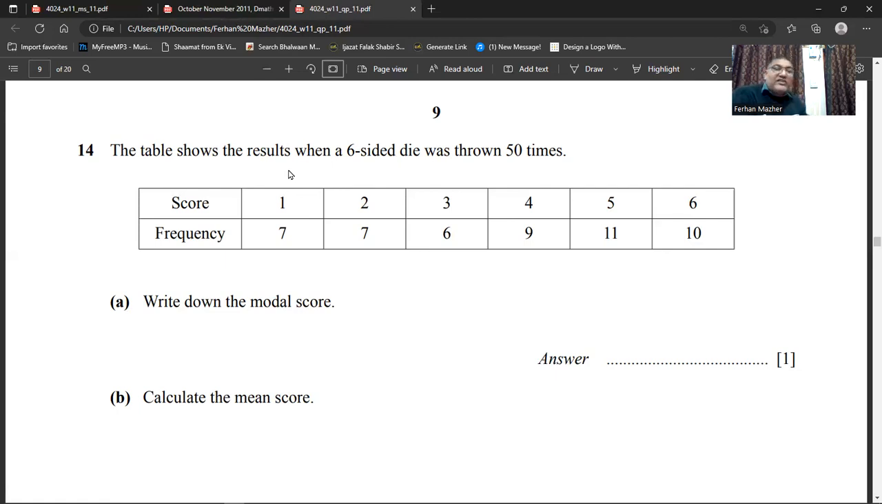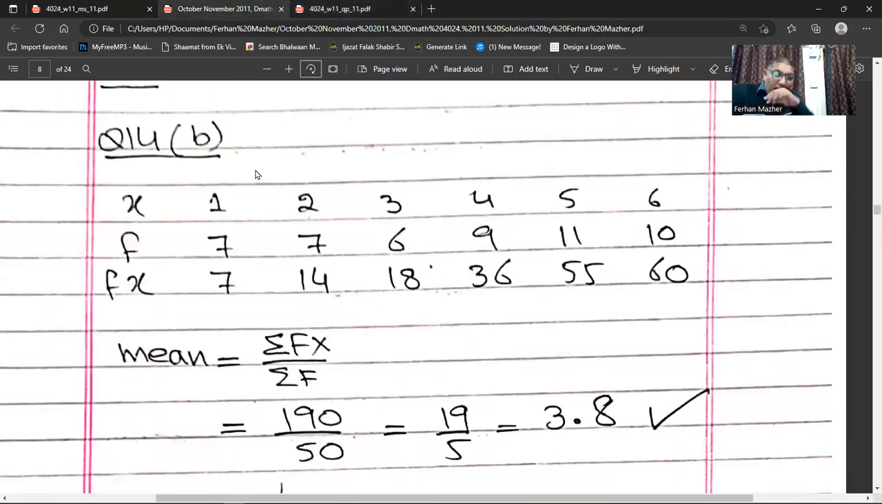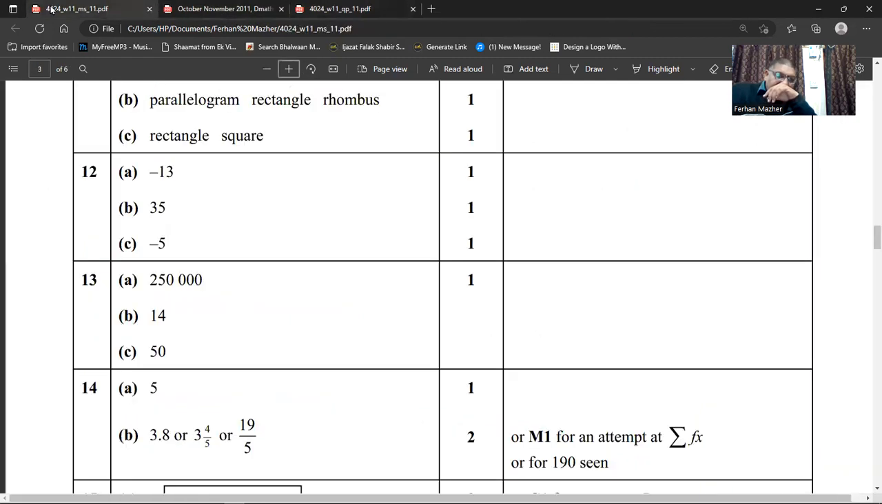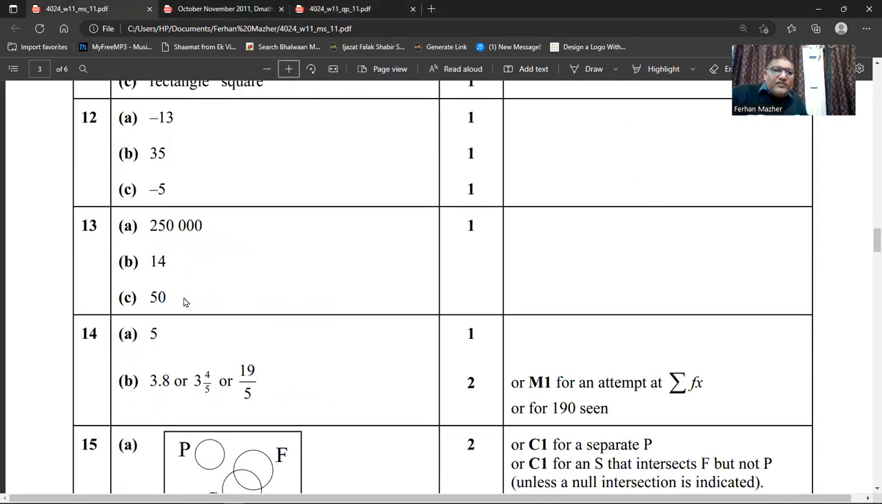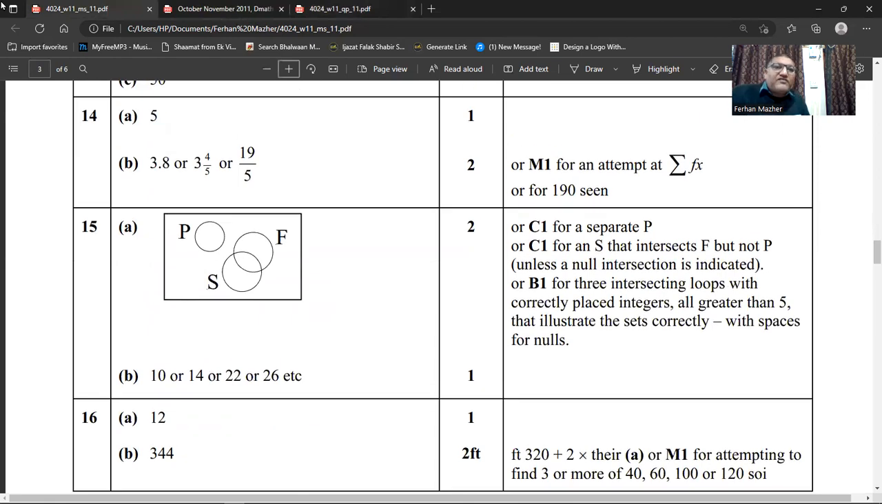The first question is to write down the mode score. The mode is the value that has the highest frequency. So what is the highest frequency here? The highest frequency here is 11, and the value of x whose frequency is 11 is 5. So 5 is the mode. The number which has the highest frequency is the mode. So I think the mode is 5. Question number 14, the mode is 5.